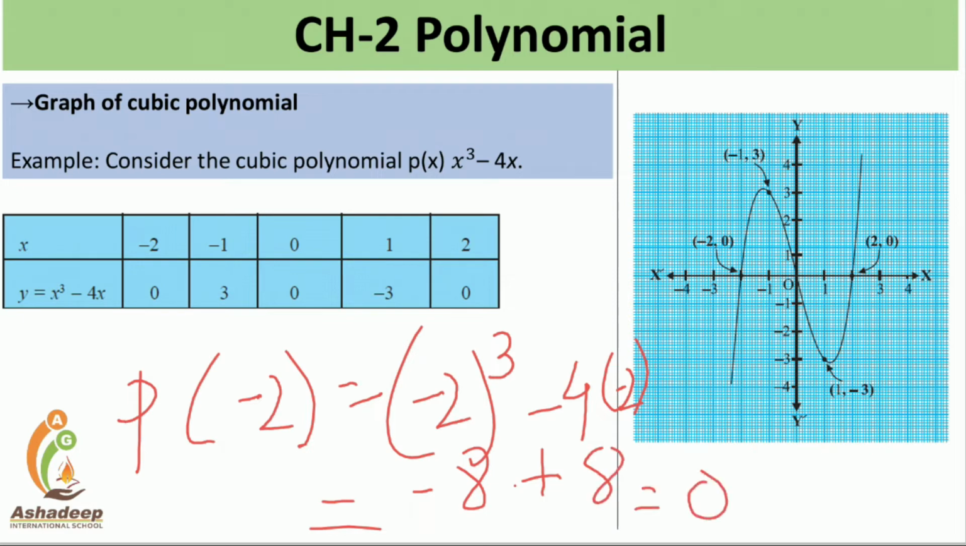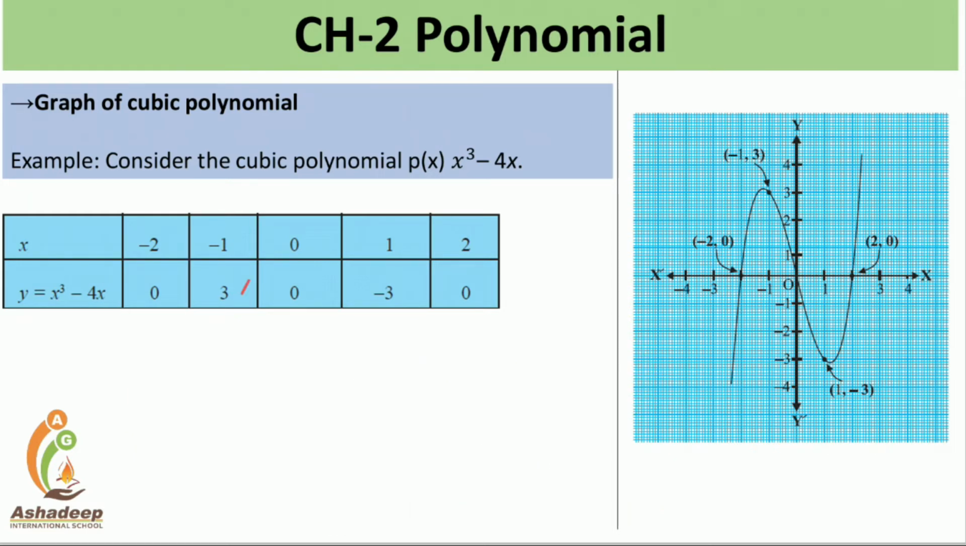So here I'll get these points, right? Similarly, if I put minus 1, I'll get 3. If I put 0, I get 0. If I put 1, I'll get minus 3. If I put 2, you'll get 0. You can just try it yourself, because maths is all about practice. If you practice more, you'll get more marks and more understanding, right? So those points are plotted here.